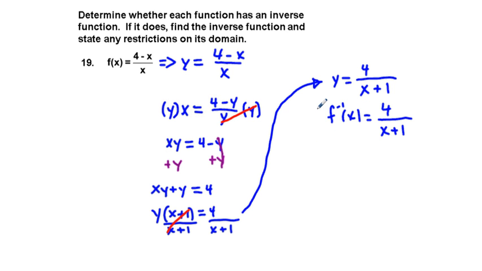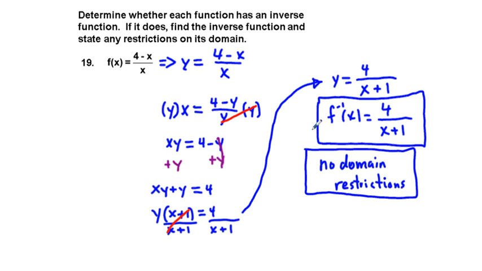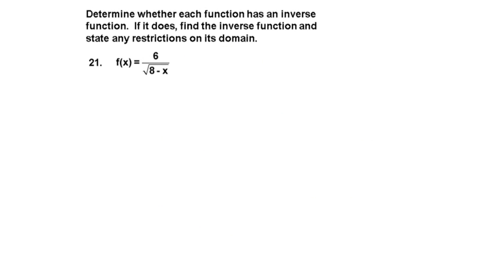Okay, so let's go ahead and box this in. Another thing it says is state any restrictions to its domain. We will say no domain restrictions. Okay, next on our problem, which is 21, we have f of x equals 6 over square root of quantity x minus 8 minus x.